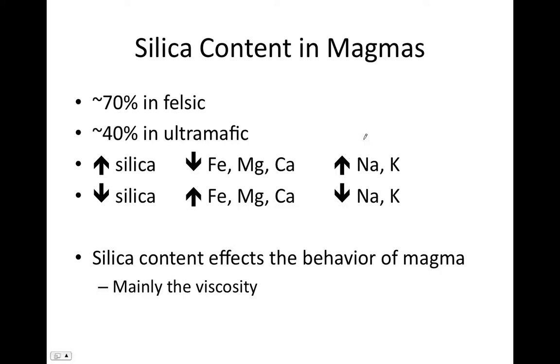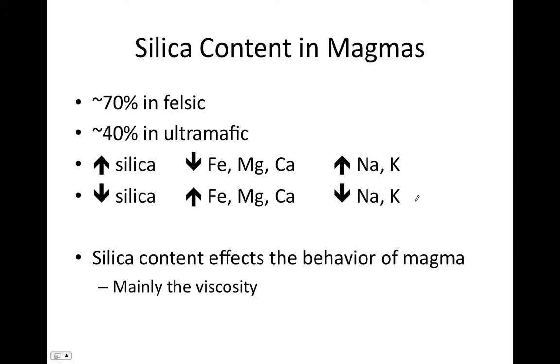So now we're going to look at the silica content in magmas and how that influences the magma. So felsic magmas have about 70% silica, and on the other end of the spectrum, ultramafic igneous rocks have about 40% silica. And so in general, the more silica an igneous rock has, the less iron, magnesium, and calcium it has, and the more sodium and potassium it has. So that'd be felsic. And the less silica the igneous rock has, the more iron and magnesium and calcium it has, and the less sodium and potassium. That'd be more mafic.